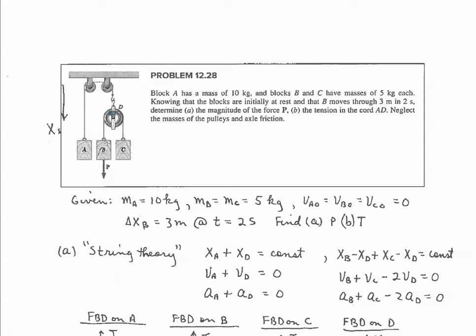Then we'll look at this string over here, and it's going to be measured as X sub B minus X sub D. That's the position of B with respect to D. And then the position of C with respect to D. So it's XB minus XD plus XC minus XD equal to a constant. Go through and take your time derivatives. You're going to have 2 of these XDs, so we'll get VB plus VC minus 2VD equal to 0. Take another time derivative, you get the acceleration of B plus acceleration of C minus 2 times acceleration D equal to 0.